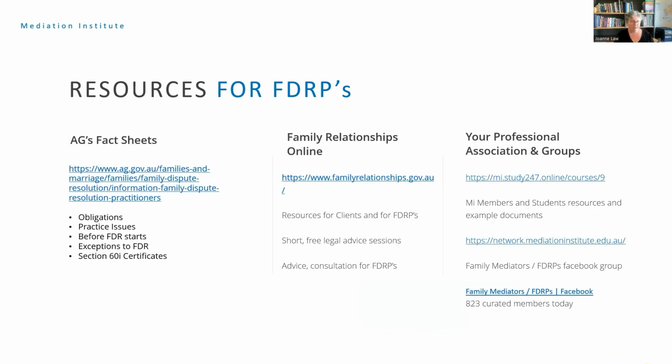Resources, and I haven't put in, but there are a couple of fact sheets on the AG's site about the amendments. So just go to the website and search for family law amendments, and you'll find them. One of the fact sheets is for parents and one is for professionals. Family Relationships Online. They do have resources for FDRPs. If you weren't aware, you can ring up and speak to a lawyer there. If that's one of the possible places for you to get some advice about legal matters.